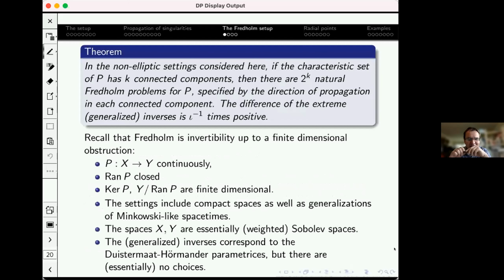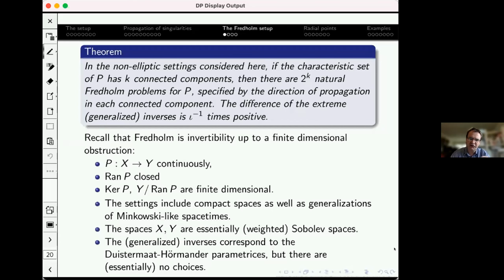All right, so I'm just going to quickly recall the general Fredholm setup. So the general theorem is that, again, I'm not too specific on the non-elliptic settings considered here because it will be a long list and I have to say various things about it. But think of Minkowski, or perturbations of Minkowski, that I mentioned earlier. If the characteristic set has k connected components, then there are 2 to the k natural Fredholm problems for P, specified by the direction of propagation in each connected component.